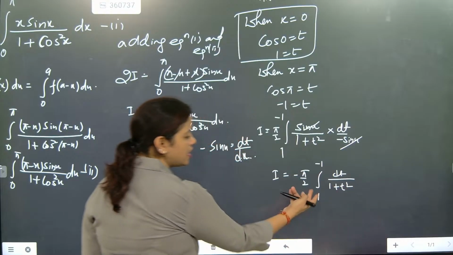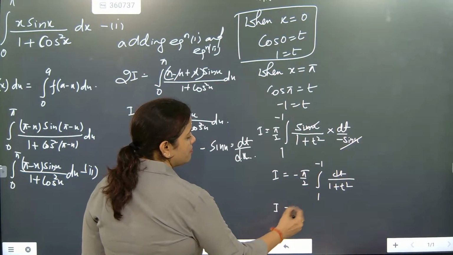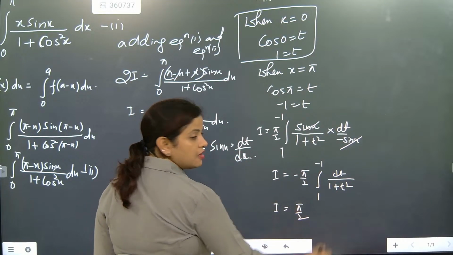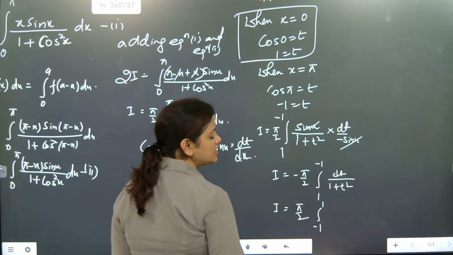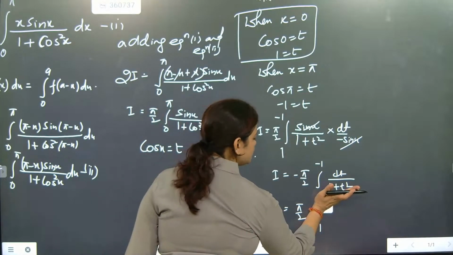How can we do that? Interchange the location. Minus will come out, it will become plus. Now it will come as minus 1 to 1.